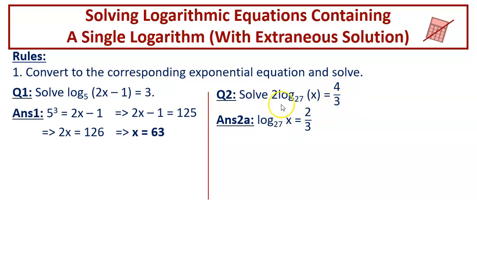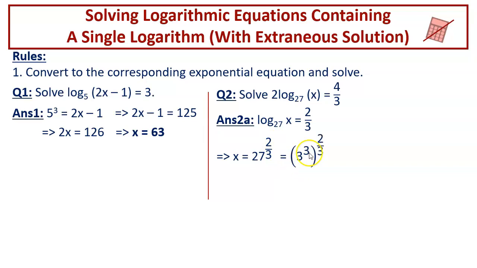So after dividing both sides by 2, we get log of x to the base 27 equal to 4 over 3 divided by 2, which is 2 over 3. And next we convert this logarithmic equation to its corresponding exponential form. It becomes 27 to the power of 2 over 3 is equal to x. We usually write x on the left side, so I have written x equal to 27 raised to the power of 2 over 3.